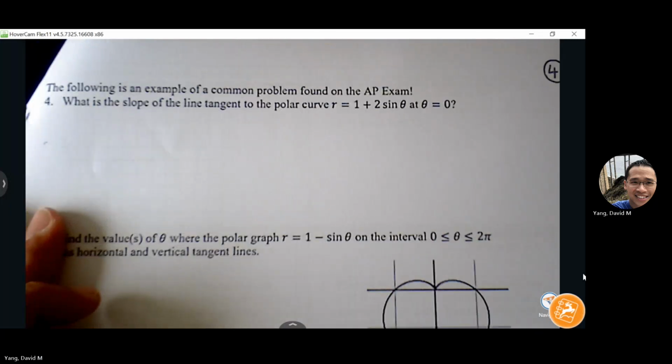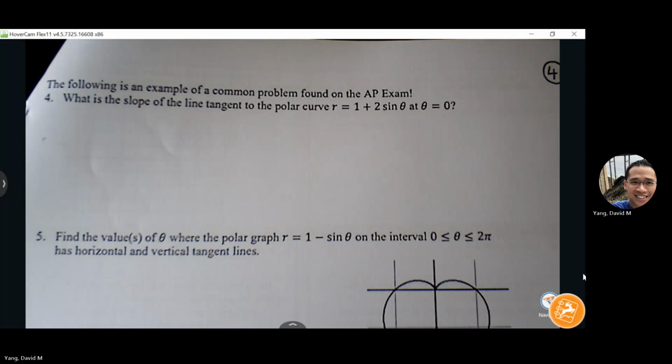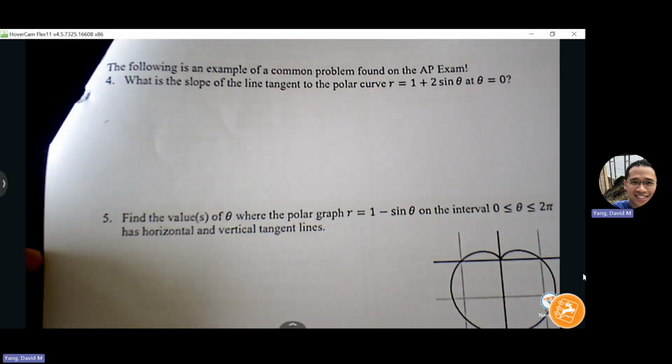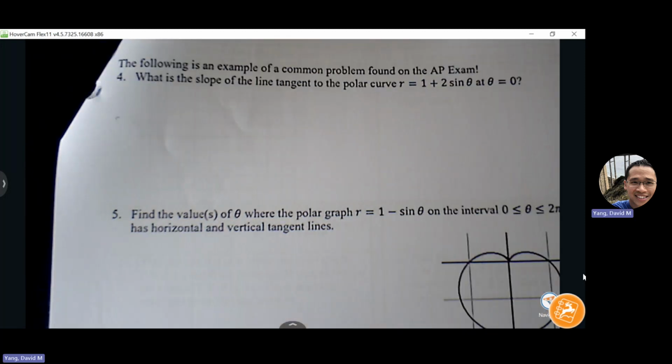Okay, page 41. Okay, the following is an example of a common problem. Theta at theta equals 0.